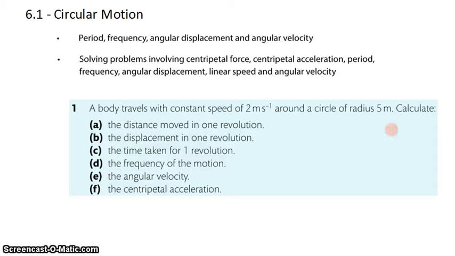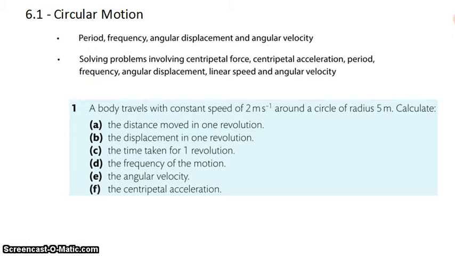David Can here with a question in topic 6.1, circular motion. In this question, what we're going to be doing is looking at a lot of different properties of circular motion. We'll be looking at period, frequency, angular displacement, angular velocity. We'll also be looking at centripetal acceleration, period, frequency, lots of different things.